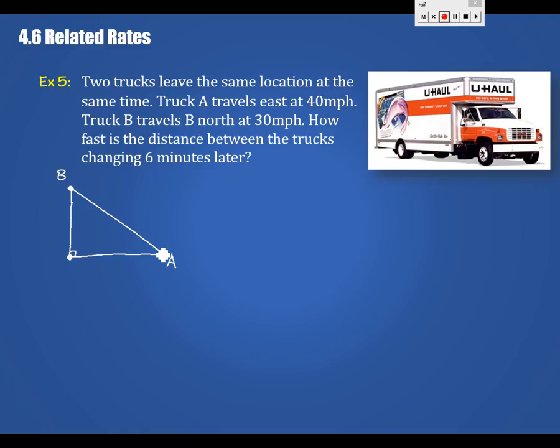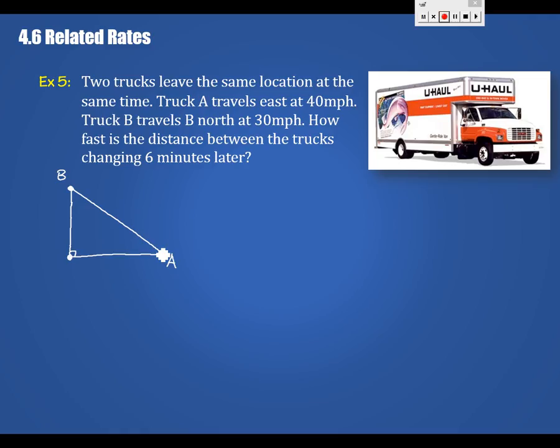So this adds a little extra piece in there with the 6 minutes later. Like we don't know the side lengths, do we? Oh, maybe we do. Maybe we can figure it out, can't we? So, what did we figure out for how far has A gone in the 6 minutes if A is going 40 miles per hour?